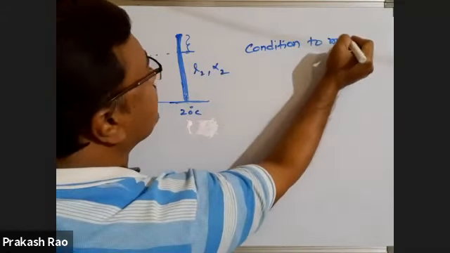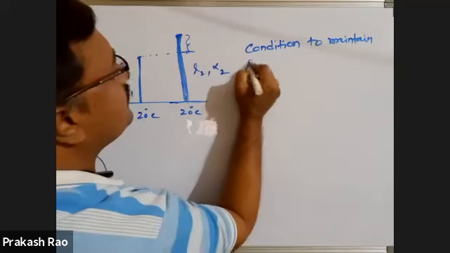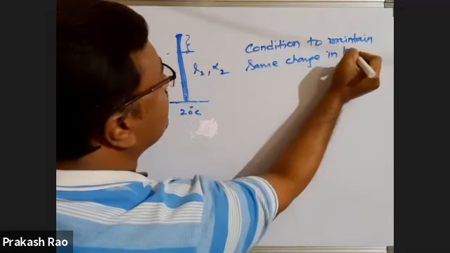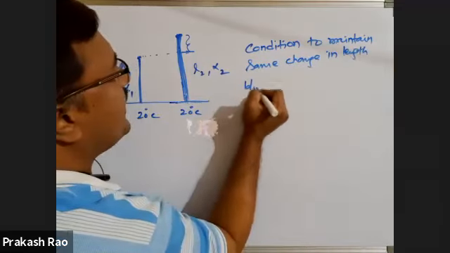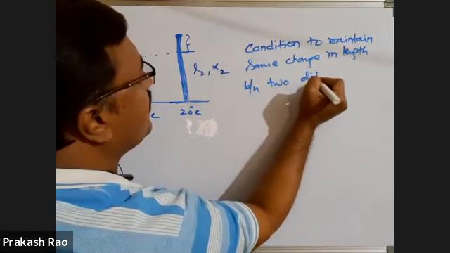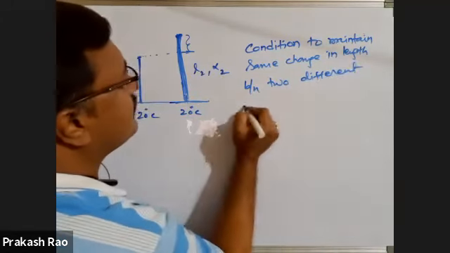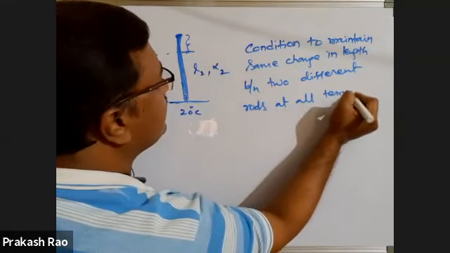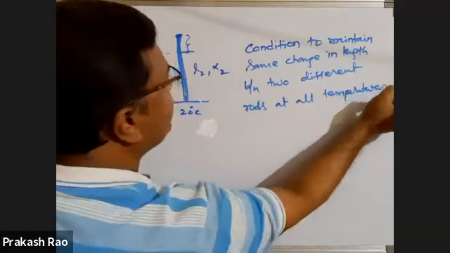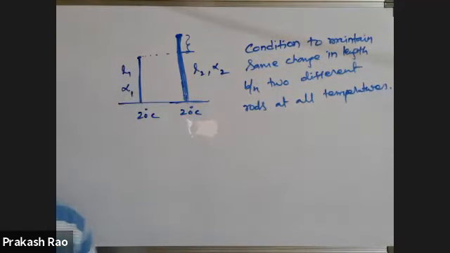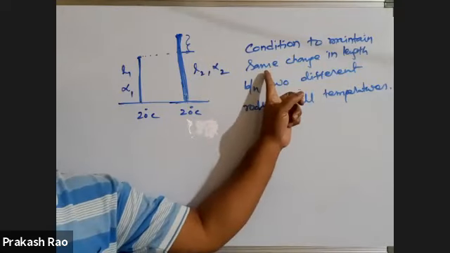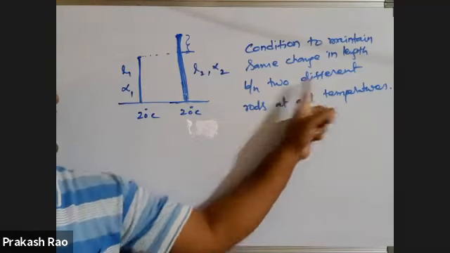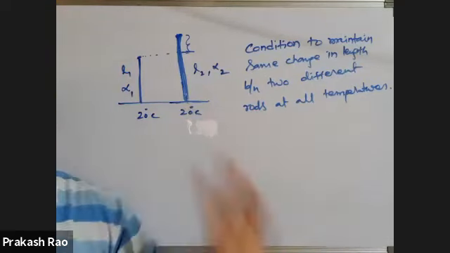Condition to maintain same change in length between two different rods at all temperatures.